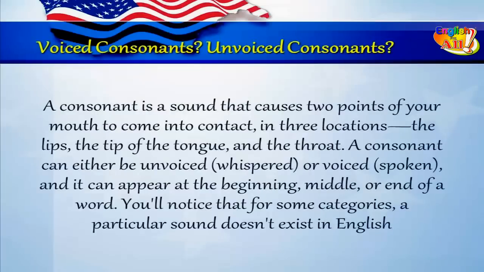Voiced consonants, unvoiced consonants. A consonant is a sound that causes two points of your mouth to come into contact in three locations: the lips, the tip of the tongue, and the throat. A consonant can either be unvoiced, whispered, or voiced, spoken, and it can appear at the beginning, middle, or end of a word. You'll notice that for some categories, a particular sound doesn't exist in English.